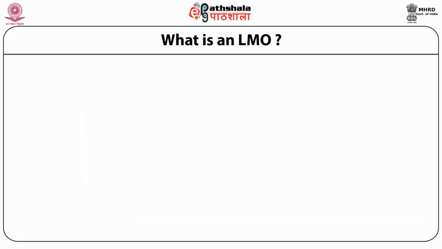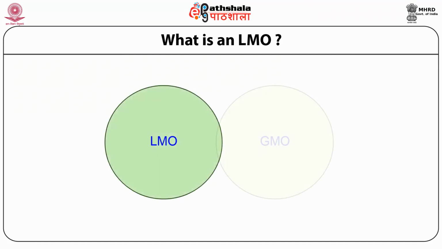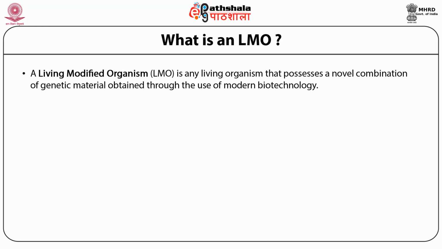Since we were talking about Cartagena Protocol and while discussing the roles and functions of various statutory bodies, we mentioned the terms LMO and GMO. So let us have a detailed look. What is an LMO? The full form of LMO is living modified organism. LMO is any living organism that possesses a novel combination of genetic material obtained through the use of modern biotechnology. Like one organism having the genes from some different organism.